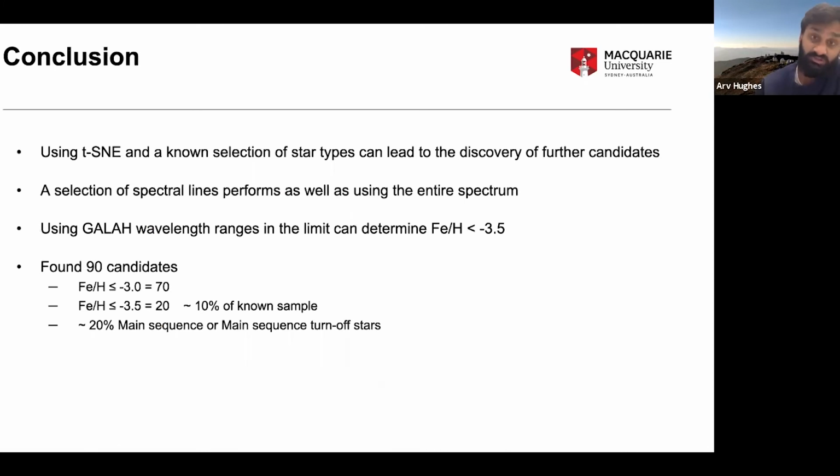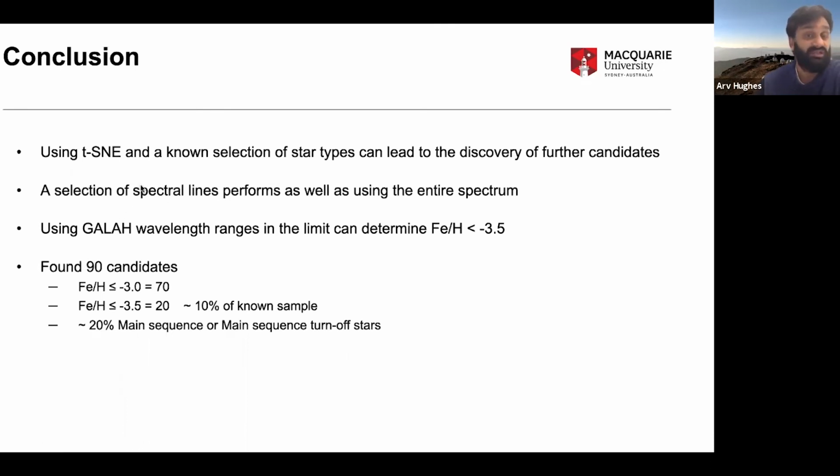So to conclude, today what I've shown is that using TSNE and some known stellar types, you can potentially find even more candidates for that given stellar type within your spectroscopic database. And just remember, TSNE is a nice visual way of doing this. It's not just plugging into a black box and seeing what numbers spit out. You can actually visualize the potential similarities, so it's quite useful.